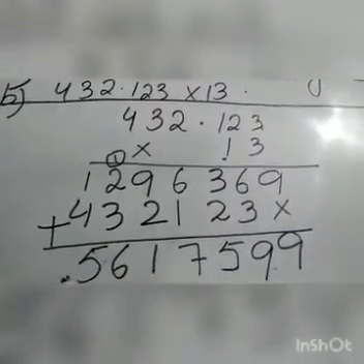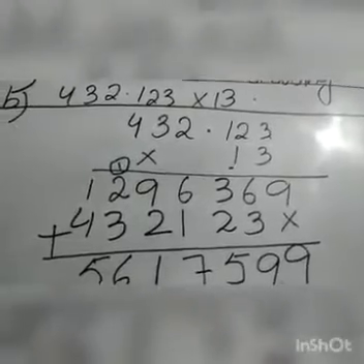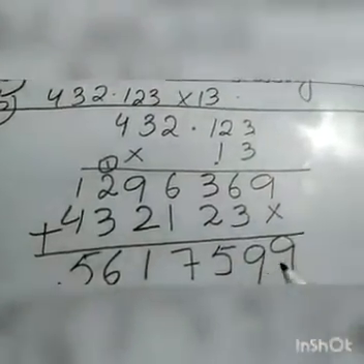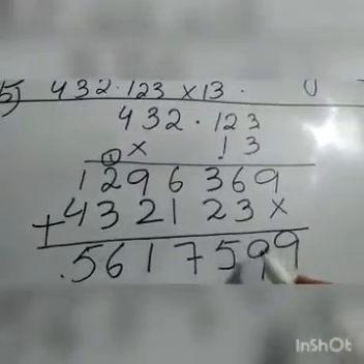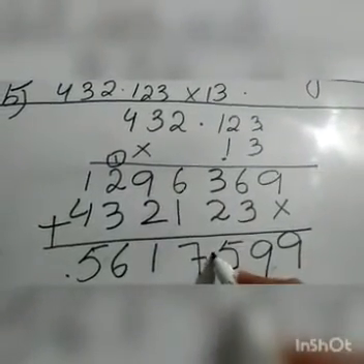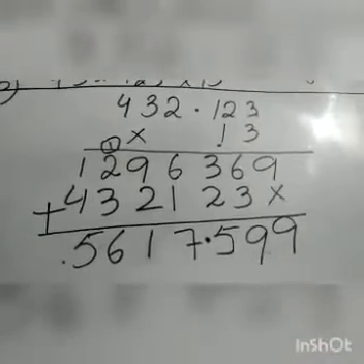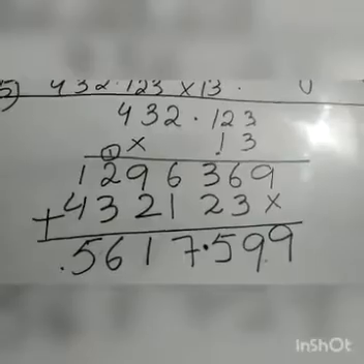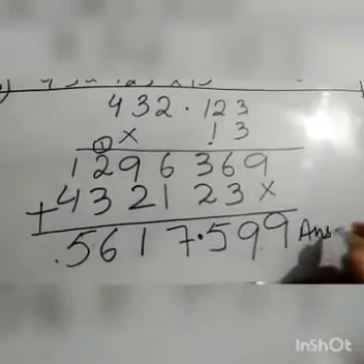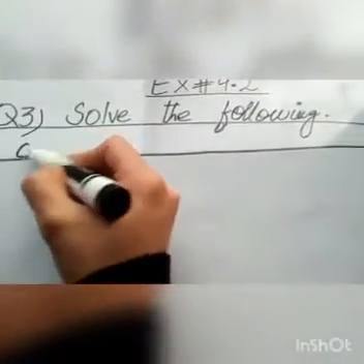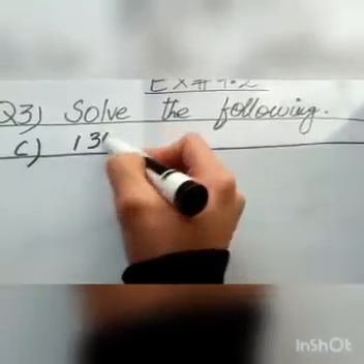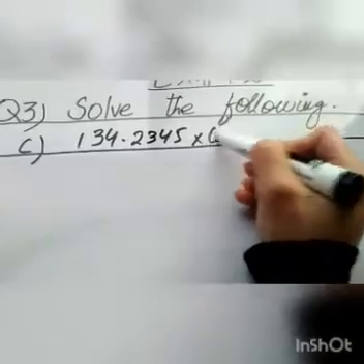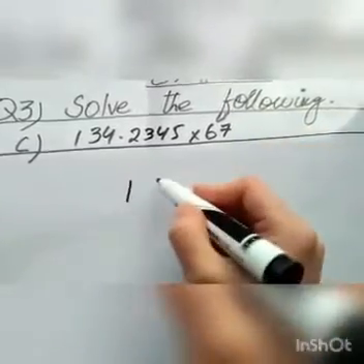Okay class, one thing is missing in the answer, that is decimal point. 1 2 3, 3 digit behind or right of the decimal. So 1 2 3. Okay, we can place our decimal point. The answer is 5617.599. We have part C: 134.2345 multiply 67.